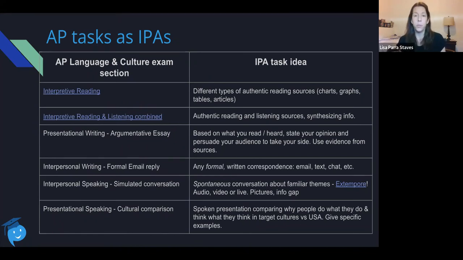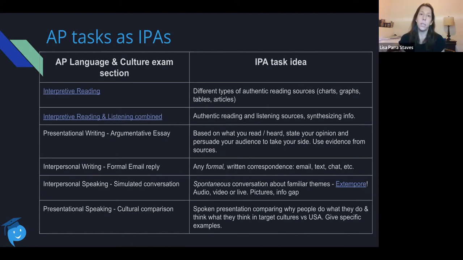So in our classrooms for an IPA, this can be any sort of spoken presentation, comparing why people do what they do, why people think what they think in target cultures versus their home culture or the USA or a culture with which they're most familiar. They want to also give specific examples to support their ideas. This can be anecdotal information, like, oh, I heard this, or I read this. I saw a video in class. We watched a movie. My teacher said blah, blah. So they don't have to formally cite sources in this section, although they certainly can if they want to.